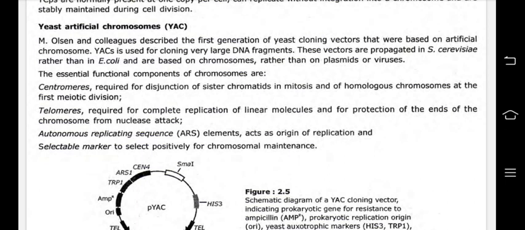The essential functional components of chromosomes are the centromere, required for distinction of sister chromatids in mitosis and of homologous chromosomes at the first meiotic division. Then telomeres, required for complete replication of linear molecules and for protection of the ends of a chromosome from nuclease attack. An autonomous replicating sequence, ARS element, acts as the origin of replication, and a selectable marker is used to select positively for chromosomal maintenance.